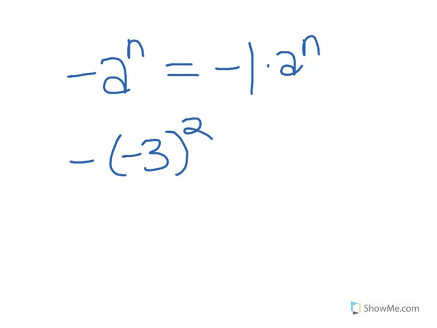All these negatives drive beginning students crazy. But I think if you use my rule, you'll be able to keep things straight. You see, you should rewrite this as negative 1 times negative 3 squared. Now it's very clear what's going to happen with all your negative signs.